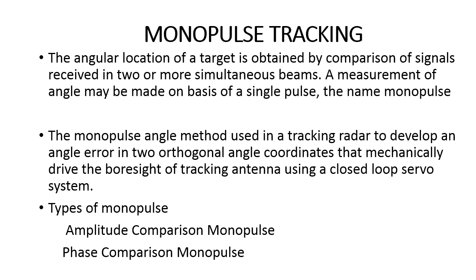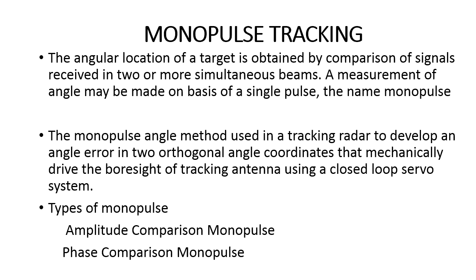Hello student, now we will discuss the concept called monopulse tracking. As we saw in the previous session, the concept called angle tracking is where we need to measure the angular error. Based on that angular error, we need to change the antenna direction of the radar. If the boresight axis coincides with the target angle, that is zero angular error.